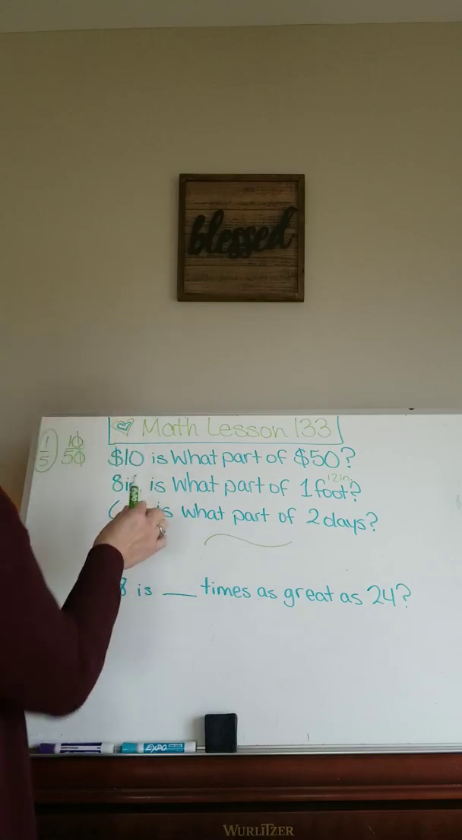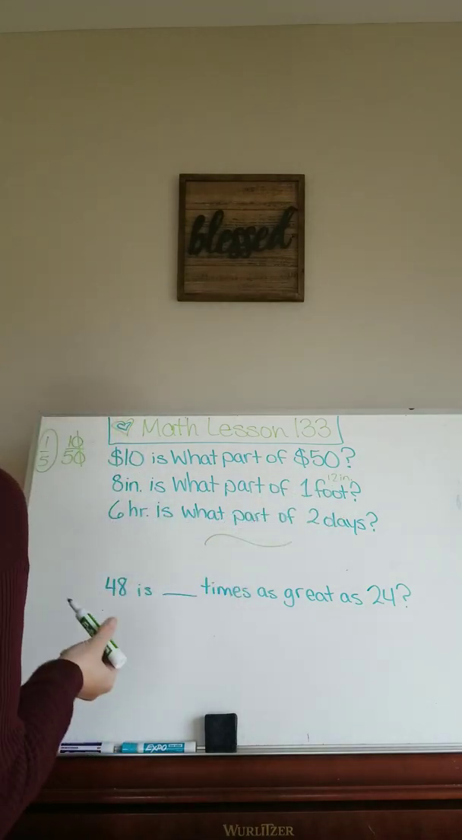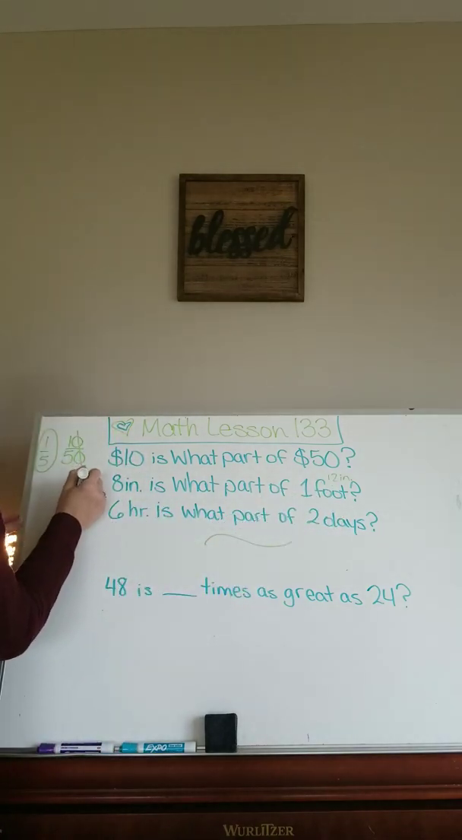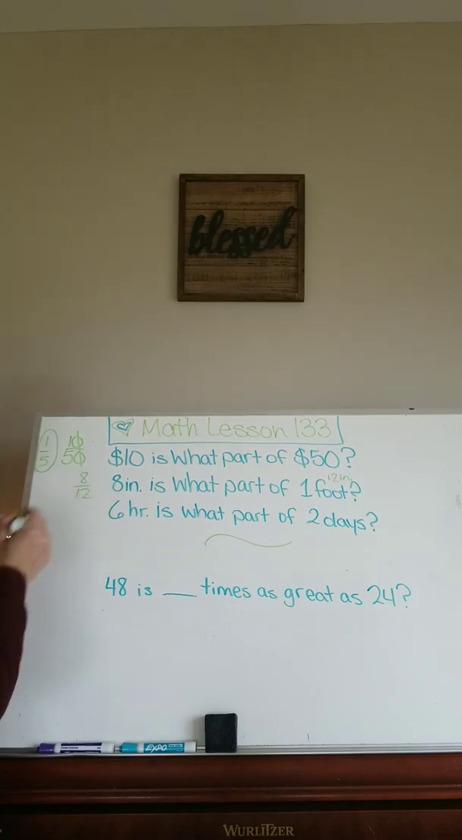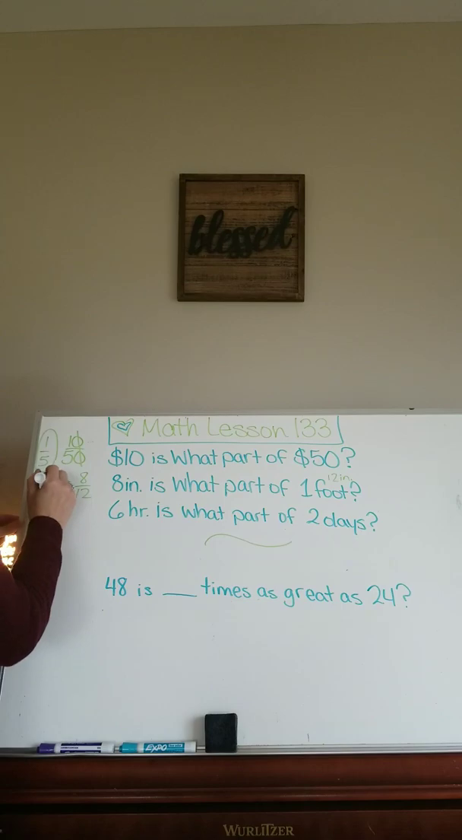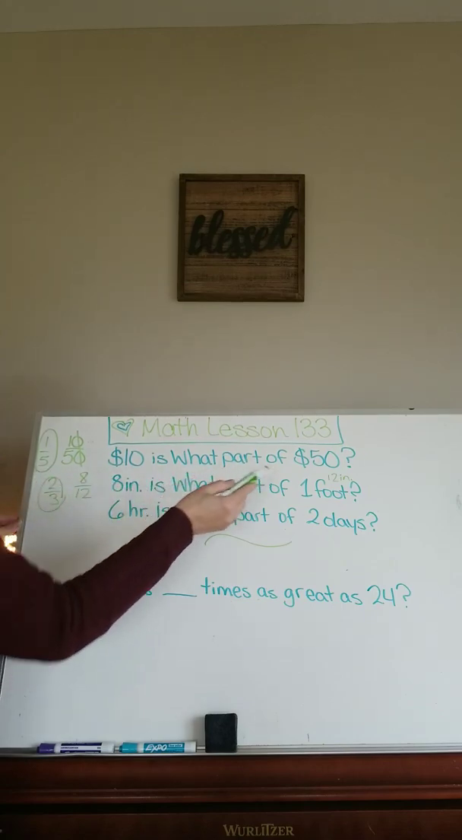So now that I have 8 inches is what part of 12 inches, I'm going to make a fraction. I just take 8 over 12, and then I reduce it. Divide by 4 on top and bottom, and 2/3 would be my final answer. So 8 inches is 2/3 of a foot.